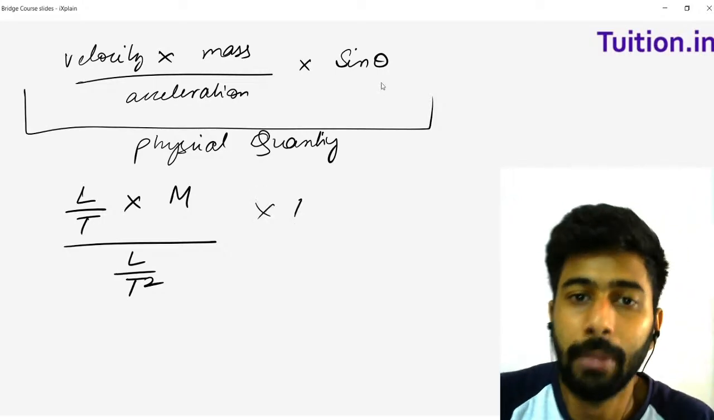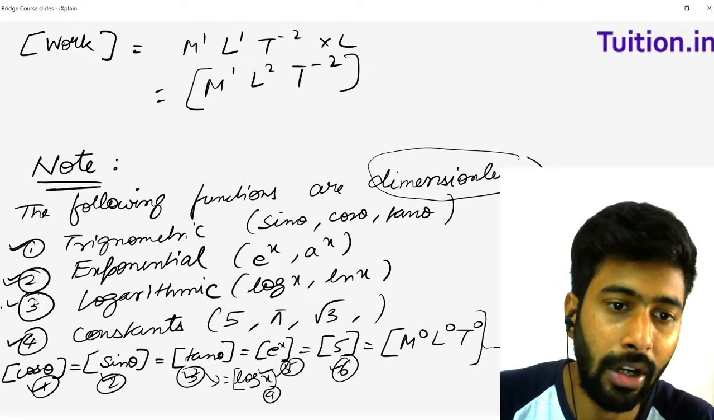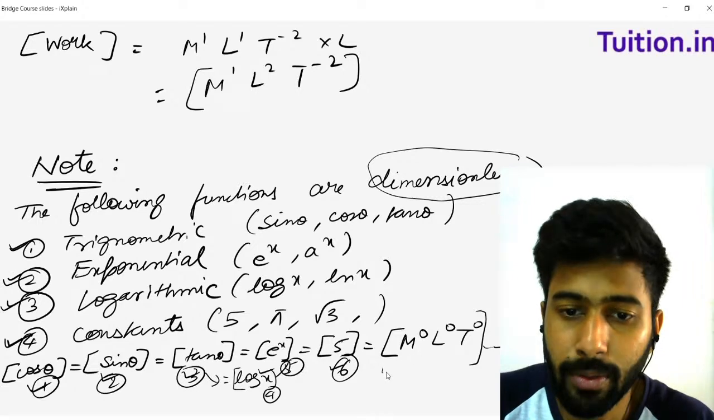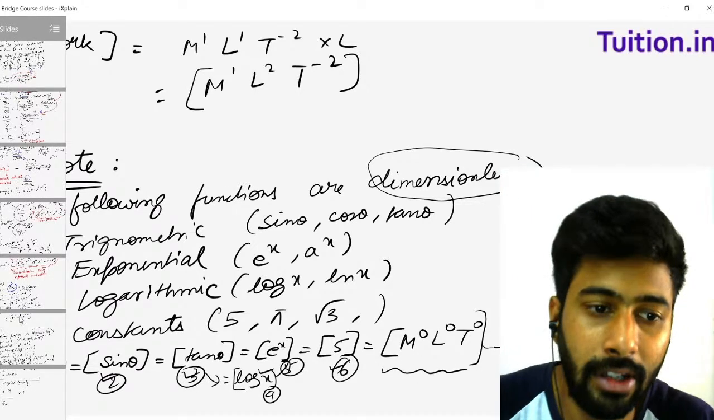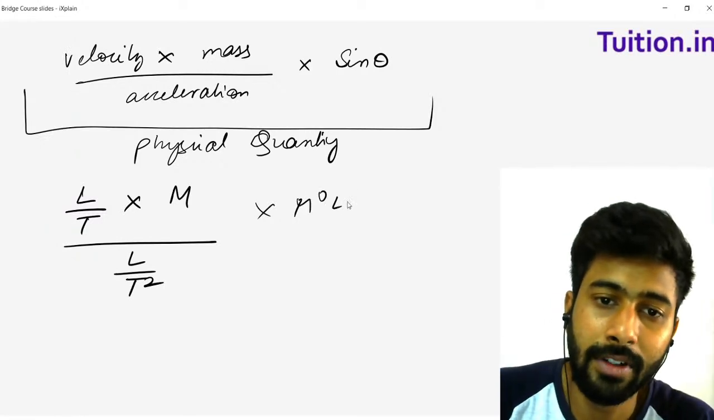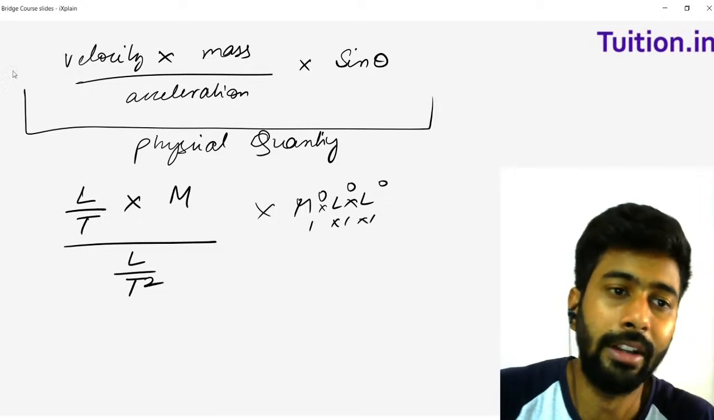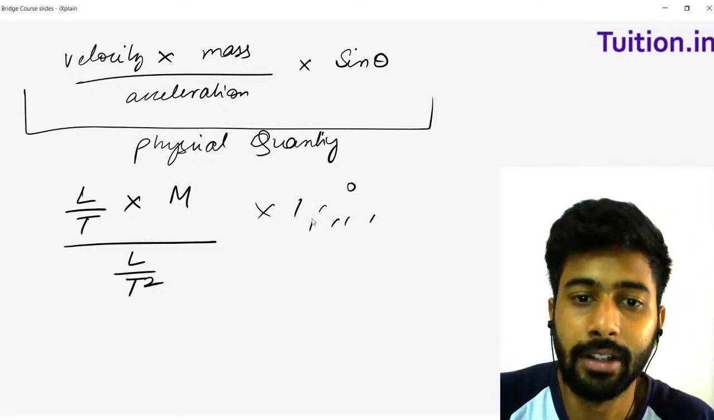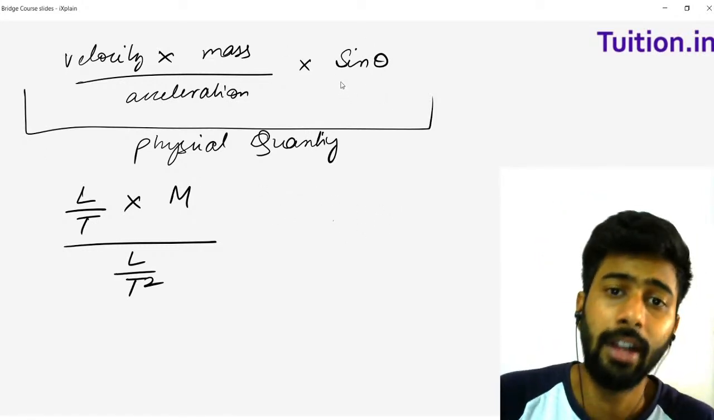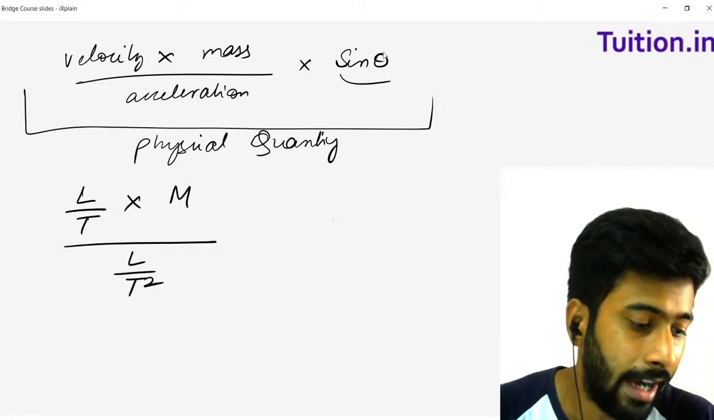Nothing, it is 1. Because just now I told you that all these functions, if any of these come in a formula, you have to treat them as dimensionless, which means you will not consider any of these fundamental physical quantities to represent them. In other words, it is nothing but mass power 0, length power 0, time power 0. And that means 1 into 1 into 1, which is 1 only, right? Doesn't matter. You can just leave it. Just ignore all these. Whenever you're doing dimensional analysis, ignore sine theta, cos theta, tan theta, e power x, log x, and all other constants.